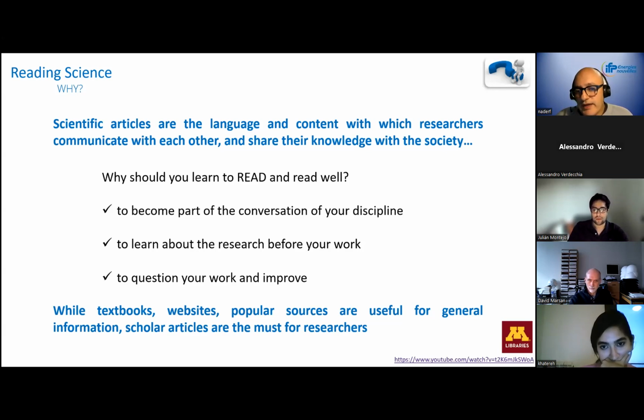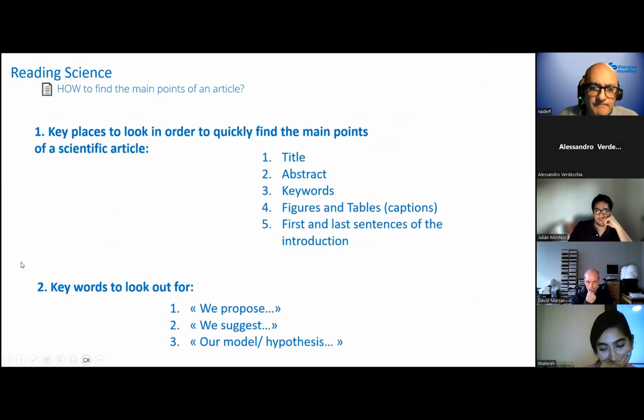And you can read through textbooks, through websites, through YouTube, through all the possible popular sources that you can imagine. But the scholarly articles are the must because they are the ones that have been reviewed by peer scientists, and they went through the process of scientific publication, which means reviewing with an editorial board and so on and so on. So you know that this article went through all these steps. So let's go now directly into how to read and how to make it effective.